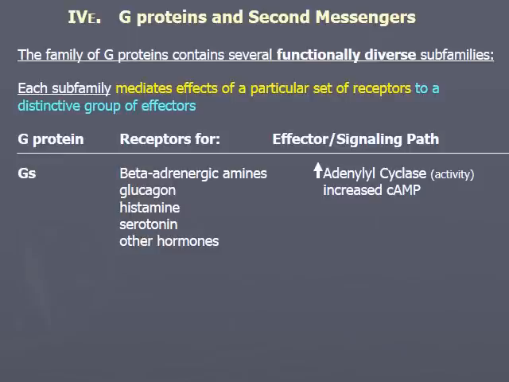The family of G proteins contains several functionally diverse subfamilies, and each subfamily mediates effects of a particular set of receptors and is connected with a distinctive group of effectors. So for example, if we look at the Gs protein, it is going to be coupled with different types of receptors, such as receptors for the beta-adrenergic amines like catecholamines or for glucagon. And these receptors, when stimulated, are going to activate the G protein, which is going to act on the effector enzyme, adenylyl cyclase, to stimulate that enzyme activity, and cyclic AMP levels will increase.